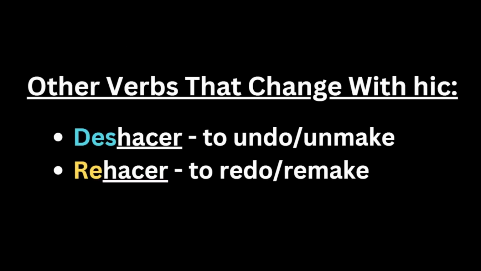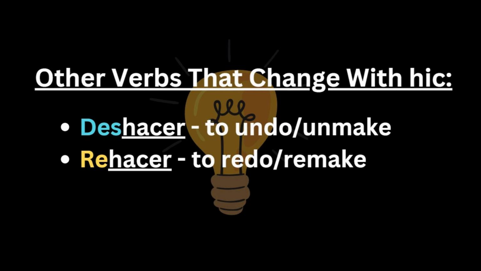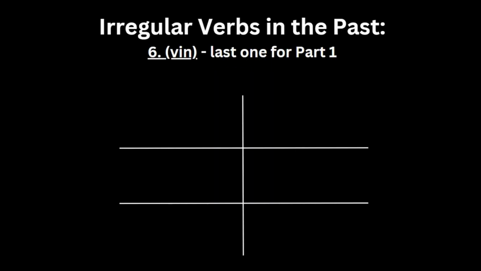There are also the verbs deshacer and rehacer, and in case you want to use any of them in the past, you have to change them as you would with hacer. But with these verbs, it's more useful to know them than to use them. The last category for this video is verbs that have the -vin ending, like venir.